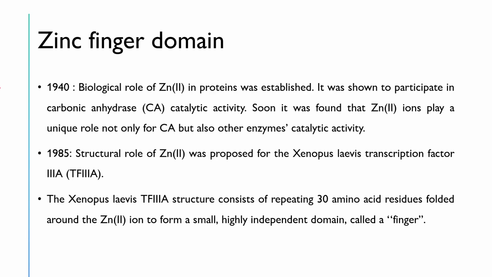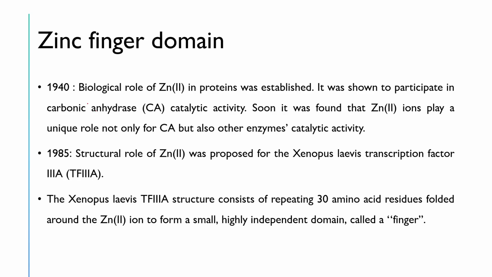So now we need to talk about the zinc finger domain. While I am talking about this, if you have any doubt regarding it, you can ask me in the chat box. Okay, I will clear your doubt regarding this topic.